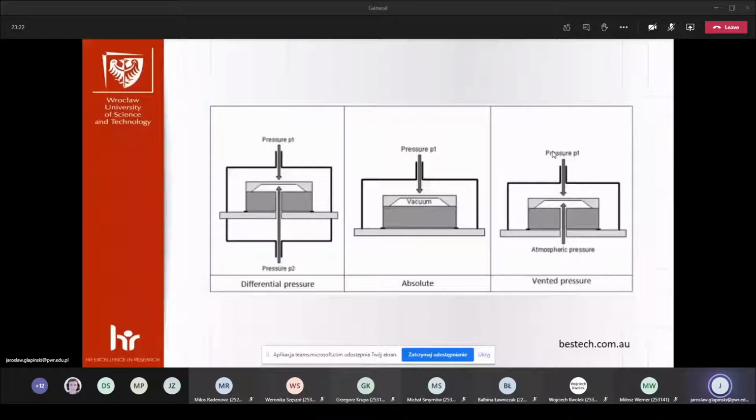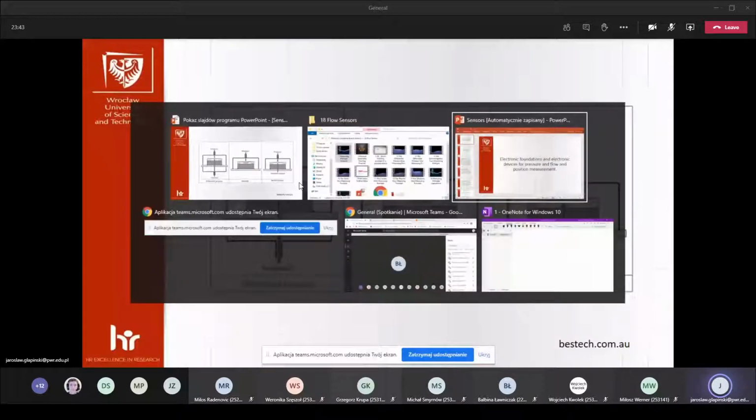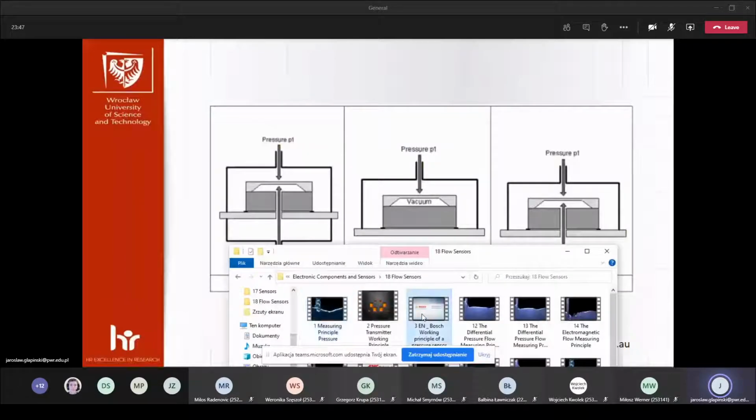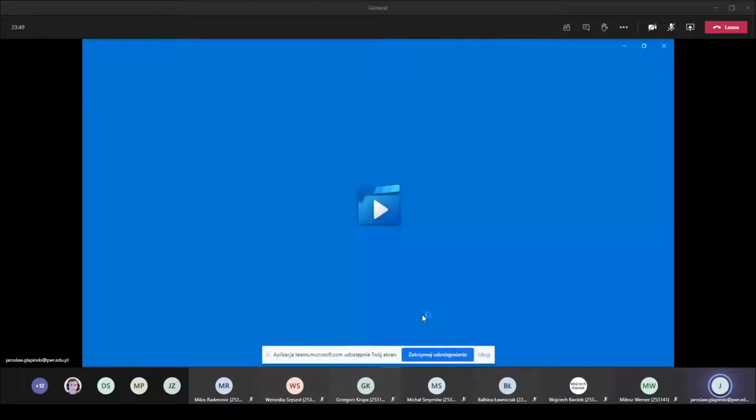So generally, the problem of pressure measurement is the problem of measuring the movement of this diaphragm, or the change in the shape of this diaphragm. We have several constructions. I would like to show you a film which shows you the most common solution.